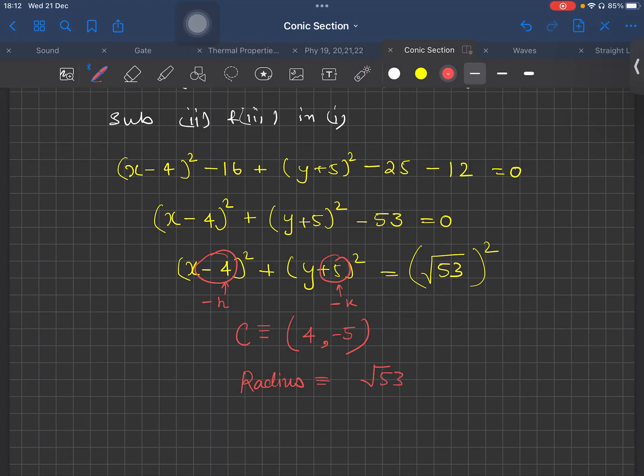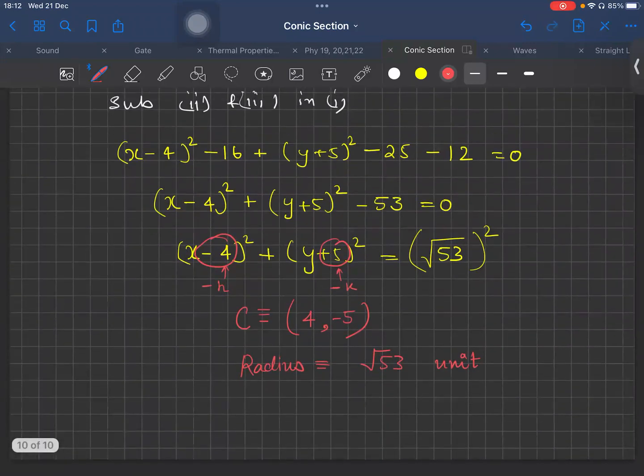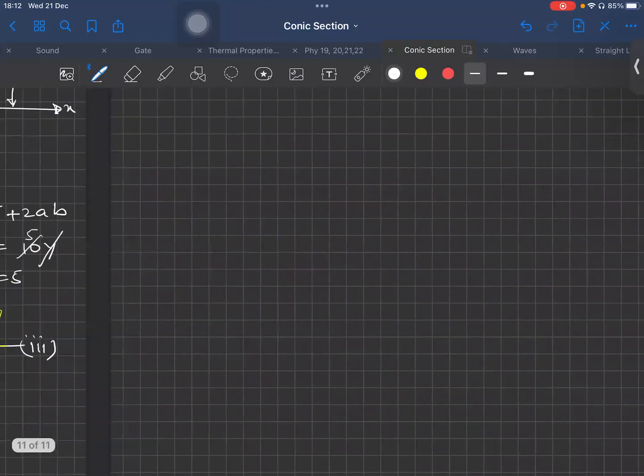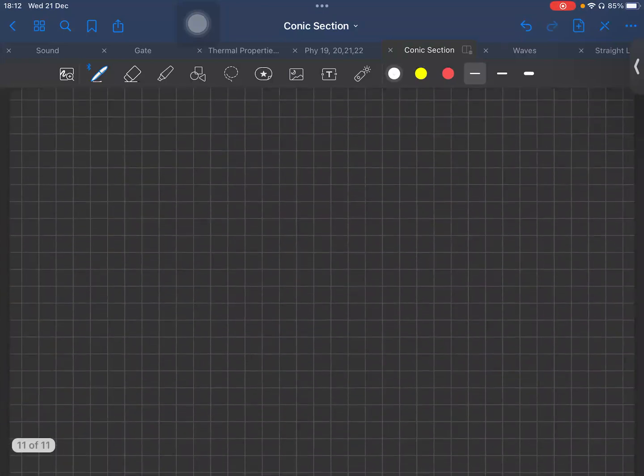Okay, some unit. We are not given any unit, so it will be some unit. All right, root 53 unit. Because it's a measurement of length, it must have some unit. If it's not given in the problem, you just write it as unit. That's it. Okay, solve the next problem. Solve question number 9. I've solved one, solve the other one by yourself.